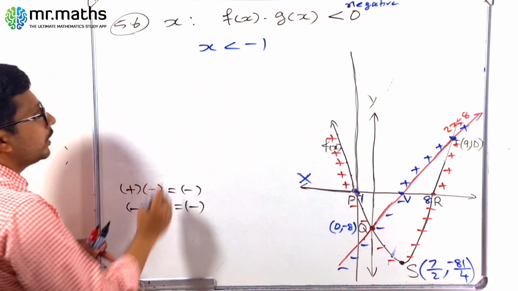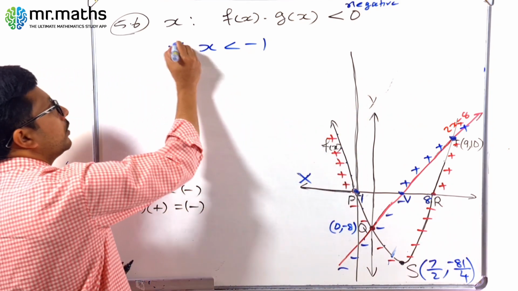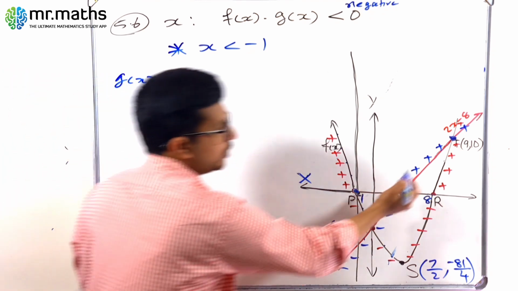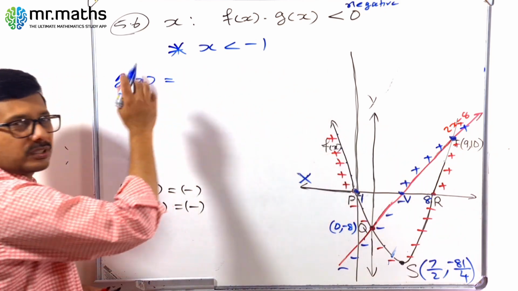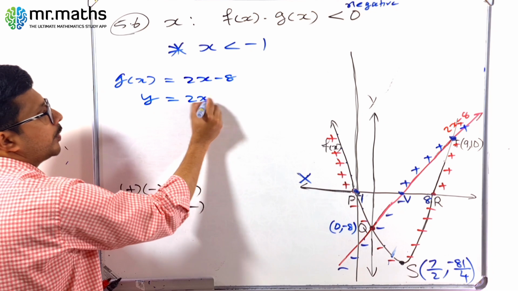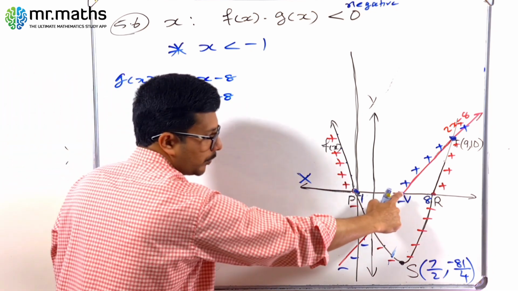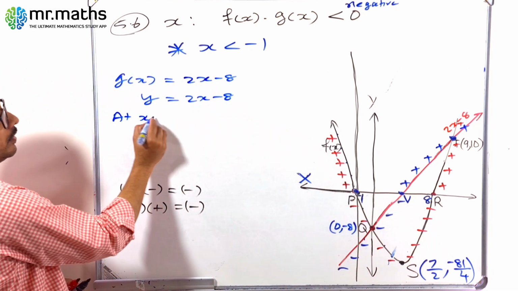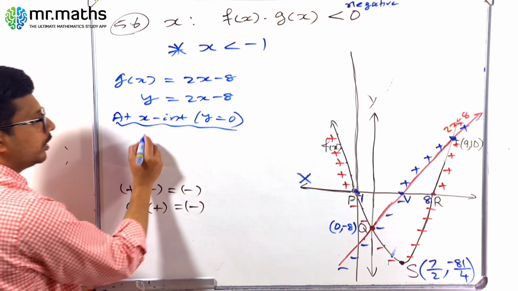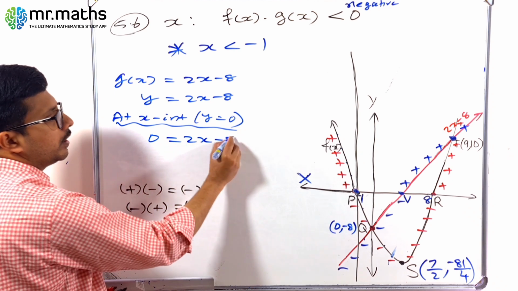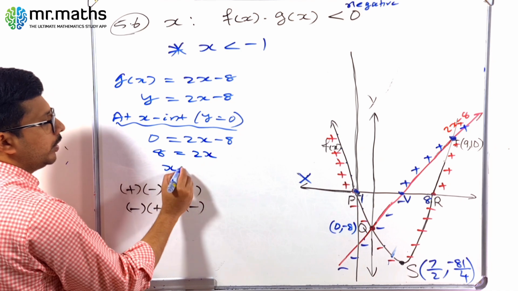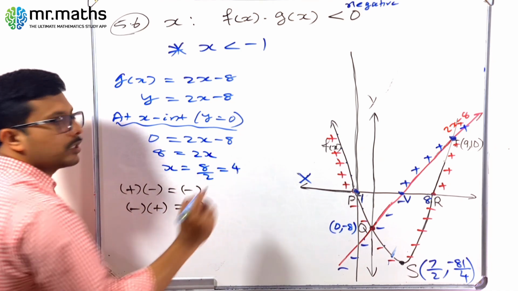So let me write g of x here. This is one answer. Then g of x is equal to, what is the equation of g of x? We already found that earlier: 2x minus 8. So y is equal to 2x minus 8. We have to find the x-intercept. At the x-intercept the value of y is equal to 0. So substitute here: 0 is equal to 2x minus 8. Take this minus 8 to this side, so positive 8 is equal to 2x. So x is equal to 8 over 2, that is 4.